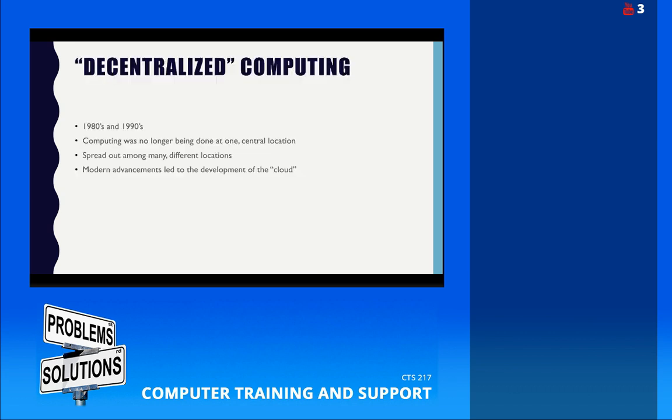But in the 1980s and 1990s, we decentralized computing. See, back with that UNIVAC and the ENIAC and all the other big central mainframes, all the computing was done from that one central location. We took computing and we brought it out to the periphery because we created the personal computer in the 1980s and 1990s. So computing was no longer done at one central location. It was spread out to many different locations.